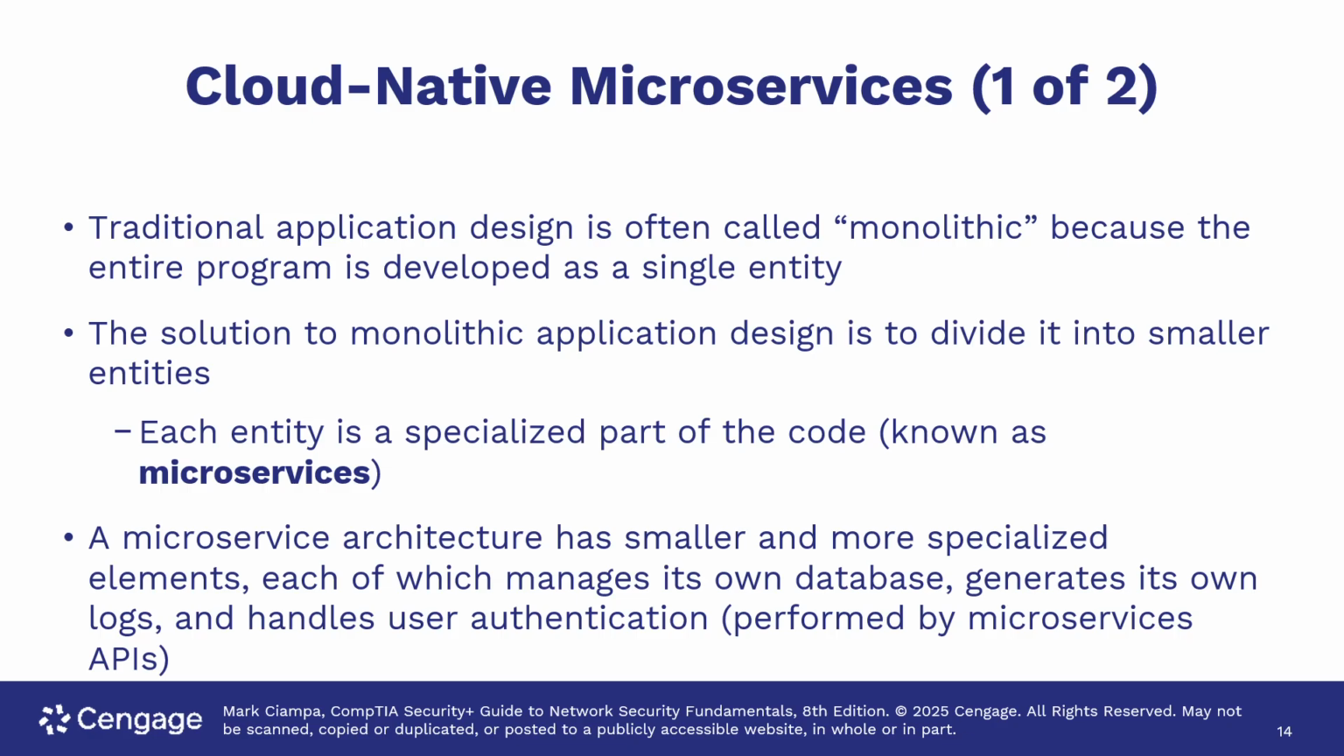Your cloud native microservices, those are traditional application designs often called monolithic because the entire program is developed as a single entity. The solution to a monolithic application design is to divide it into smaller entities. Each entity is a specialized part of the code known as a microservice. The microservice architecture has smaller and more specialized elements, each of which manages its own database, generates its own logs, and handles user authentication performed by the microservices or the APIs.